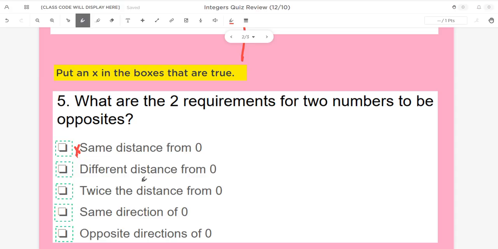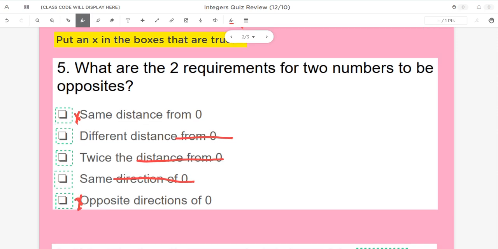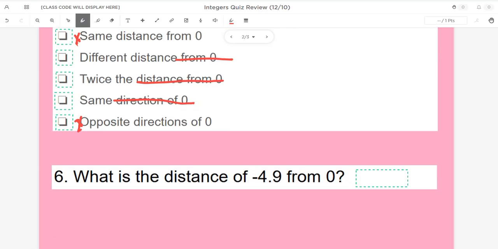And then different distance from 0, no. It's not a different distance from 0. Twice the distance from 0, no. Same direction of 0, no. It's going in the opposite directions of 0. So those are the 2 X's, the 2 requirements. It needs to be the same distance from 0 and the opposite directions of 0.